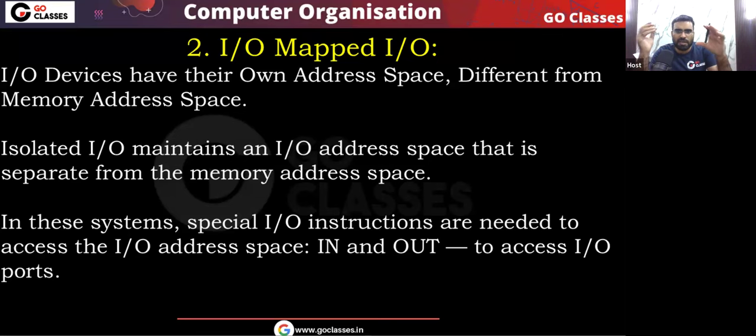Now, in this situation, can we use the same memory instructions to access the IO devices? If you want to access the IO devices, can you use the same memory instructions like load and store? The answer is no. In these systems, remember, because IO devices have separate address space, we need special IO instructions. These are in and out. If the CPU wants data from the device, then in, and if the CPU wants to output the data, then out. Is this clear? So very simple.